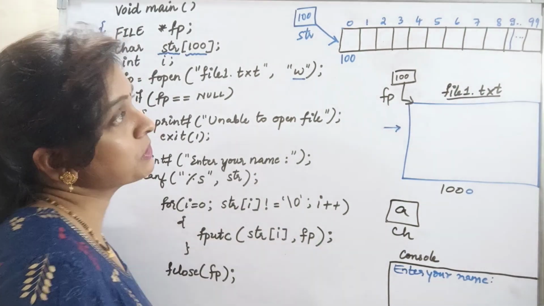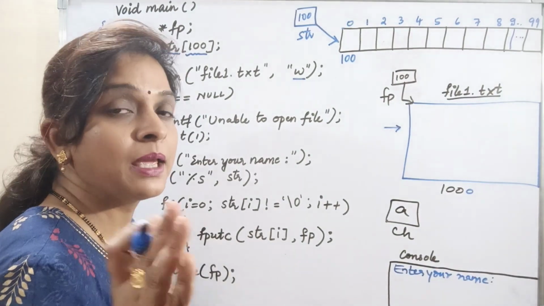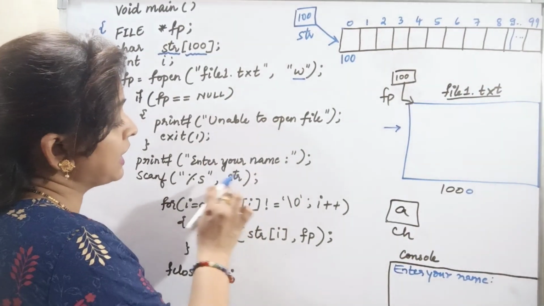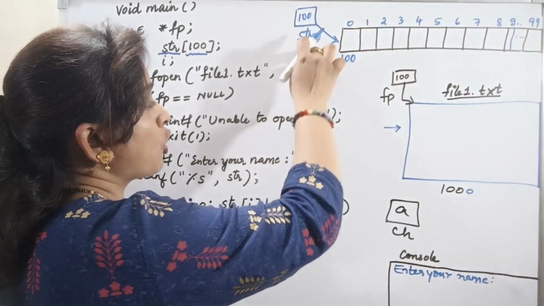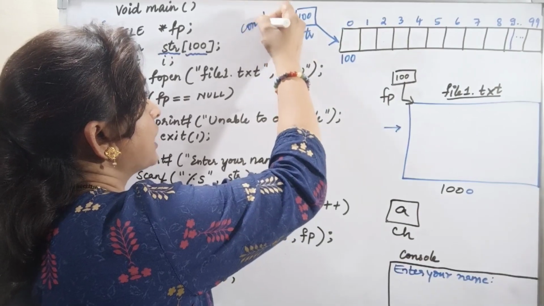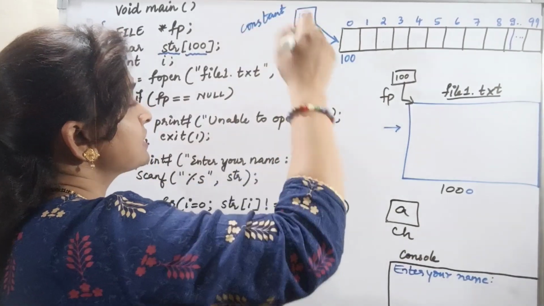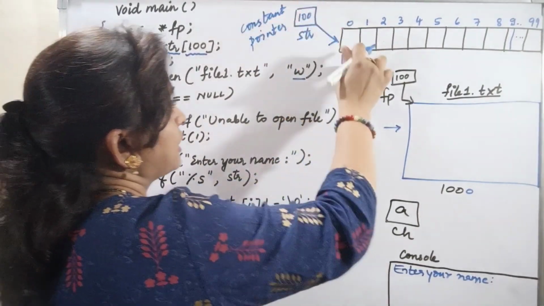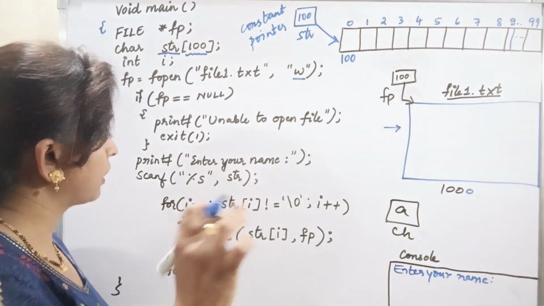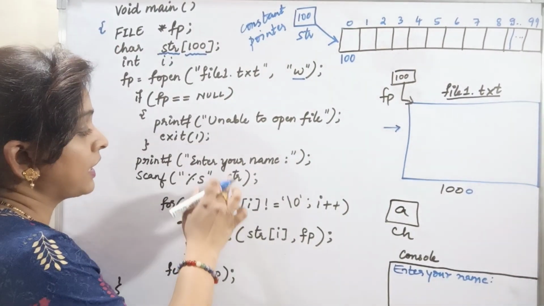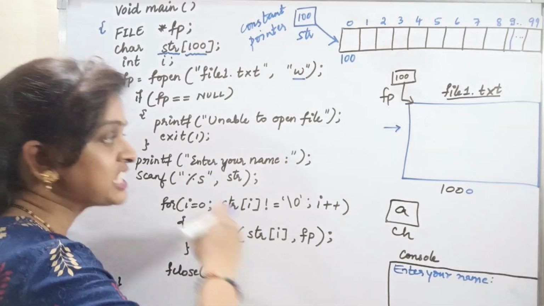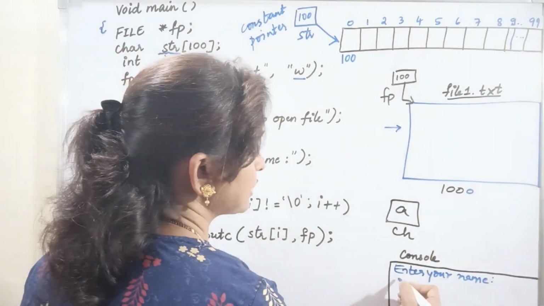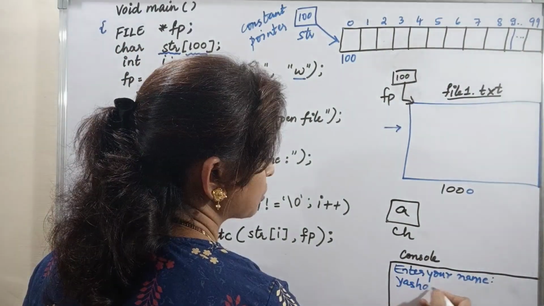If you have any doubts with character arrays, you can check the playlist to understand how to accept a character array. Now the array name will give you the base address because it acts as an internal constant pointer which will be pointing to the base address. Now when I get this message to accept the sequence of characters, I start entering the name. I just say Yashoda.